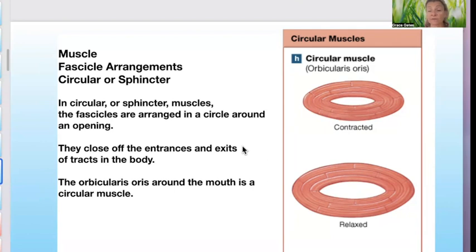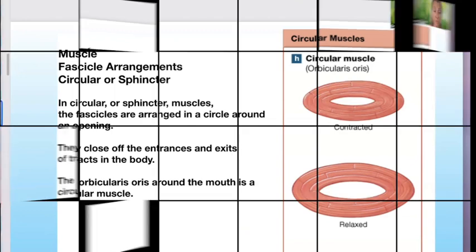There are sphincters found throughout the body. There is one around the mouth. There is one around the opening from which urine comes, the urethral sphincter. There is one around the anus called the anal sphincter, and there are others.